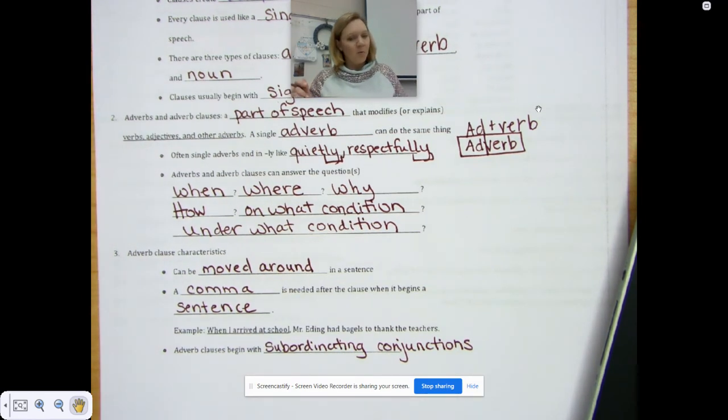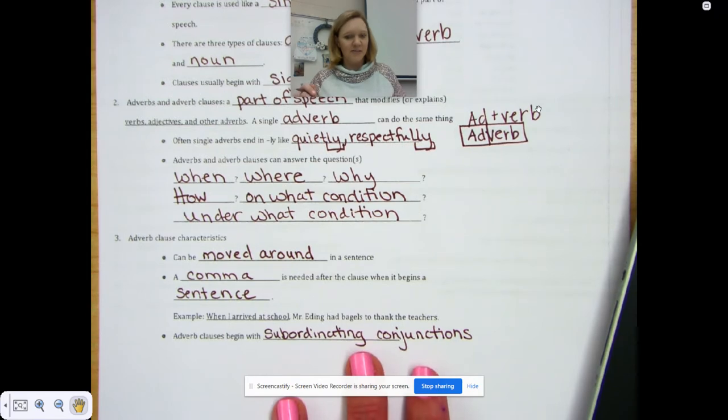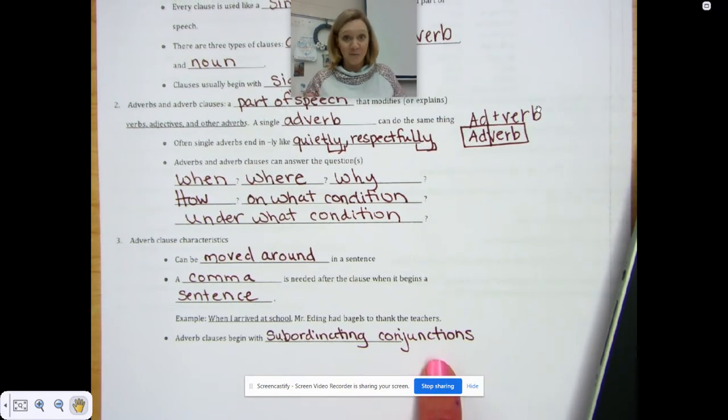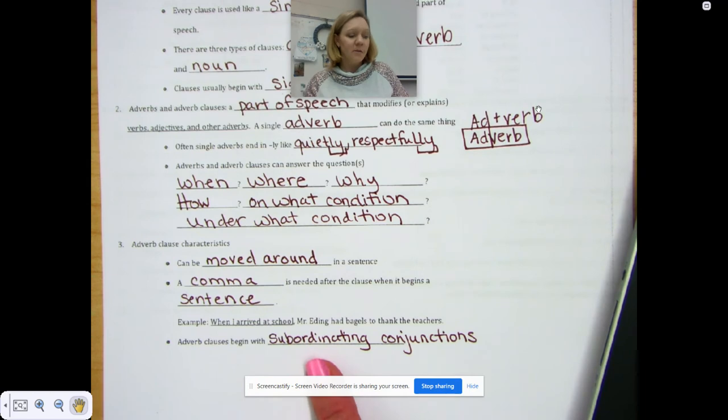So what's interesting about this is this word conjunction hopefully is familiar because we learned about coordinating conjunctions, the fanboys. We also learned about conjunctive adverbs. Subordinating conjunctions, that means like to be lower than or less in rank than. So a subordinating conjunction begins an adverb clause, and it's actually adding a word to make that less than a sentence.